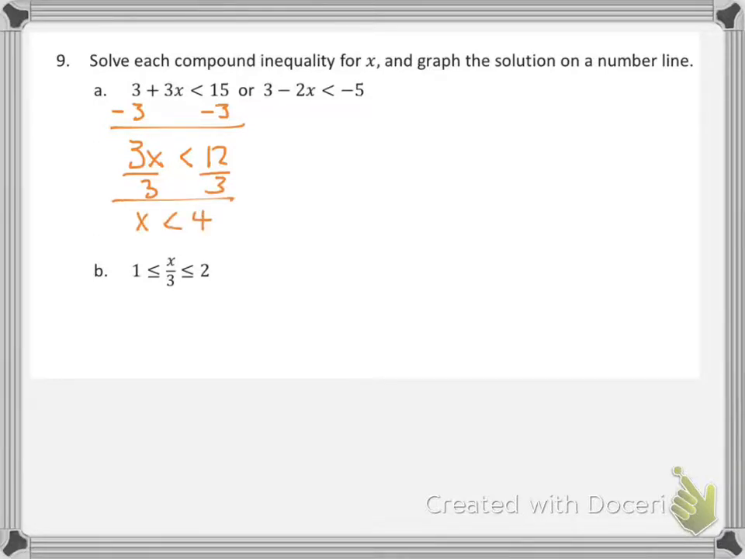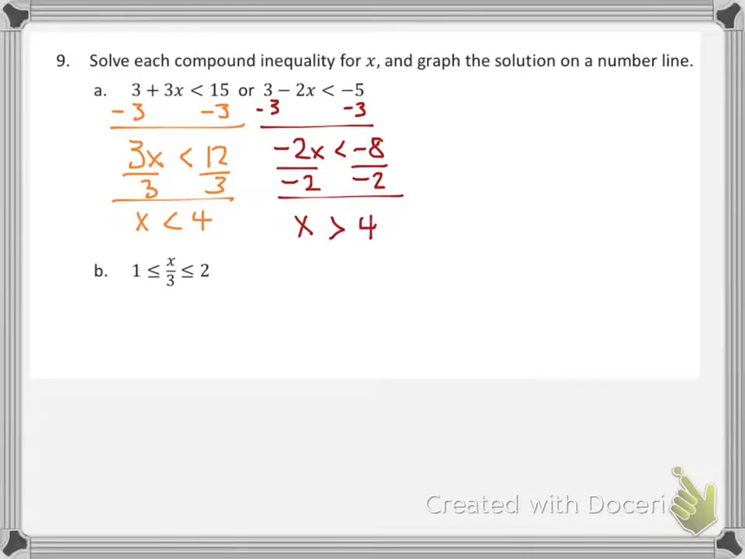So that's one possibility. And then if I solve the other one, let me get a different color here. I would subtract 3. And that would give me negative 2x is less than negative 8. And then divide by negative 2. Remember, when we divide by a negative, I have to flip the inequality. So x is greater than negative 8 divided by negative 2, which is a positive 4.